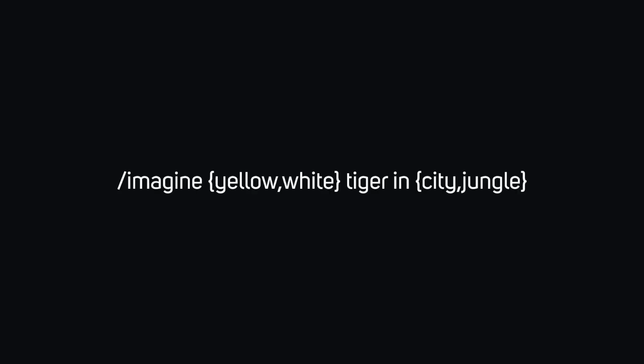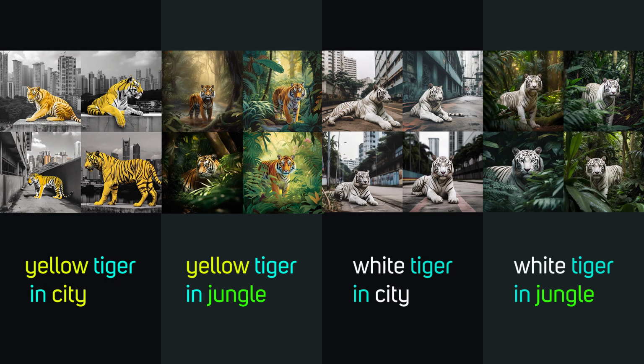It is possible to use multiple sets of bracket options in a single prompt. Imagine yellow, white tiger in city jungle. This will create 4 jobs.